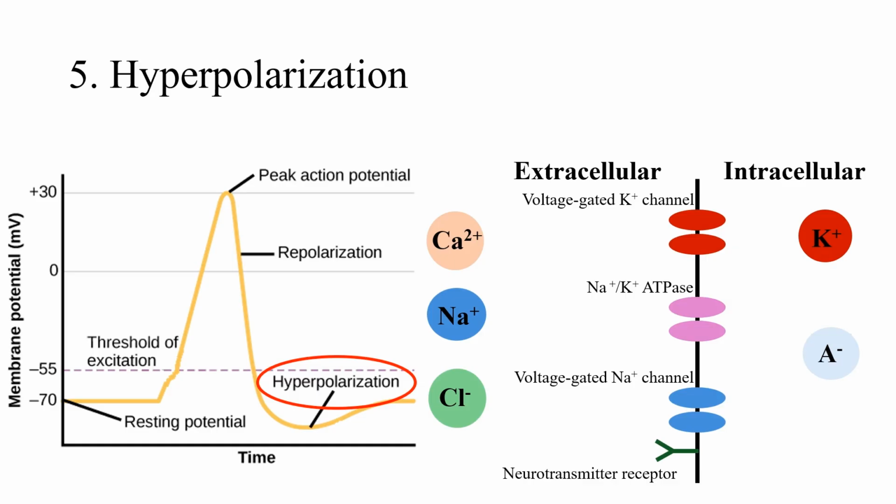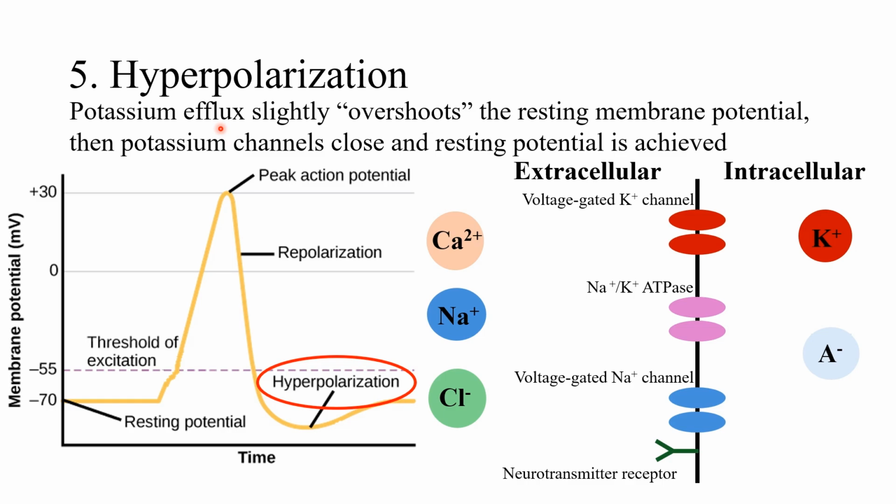Hyperpolarization, like we said, so instead of going from plus 30 down to the resting potential at minus 70, the hyperpolarization just means that we overshoot that a little bit and then return to the baseline resting potential. So the potassium efflux slightly overshoots the resting potential, and then the potassium channels close and we get back to that minus 70 resting potential equilibrium. So we go from the hyperpolarization point, which is about minus 75, to the resting potential equilibrium, which is minus 70. And that's the end of the action potential, right?